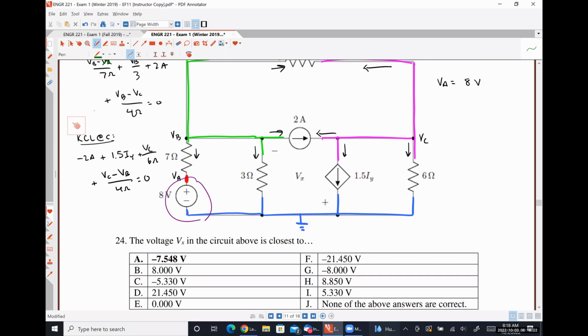If I were to do mesh analysis, Vx is the voltage drop over the 3 ohm resistor, positive polarity on bottom. But I wouldn't do mesh analysis here because it's got 4 meshes. Yes, it's definitely doable if you have that one particular calculator that's capable of doing 4 equations, 4 unknowns. But my intention was for nodal analysis here. But anyway.